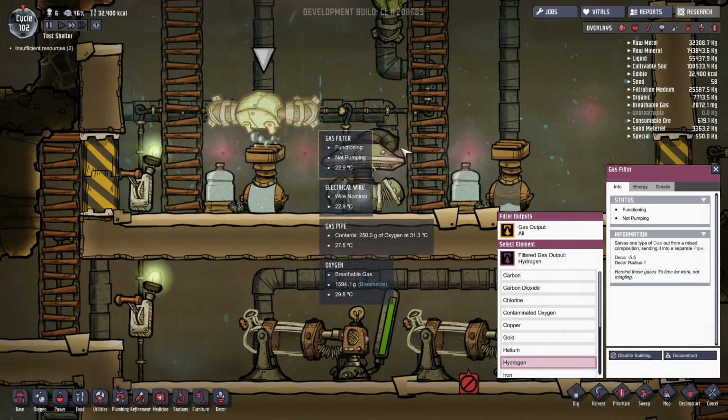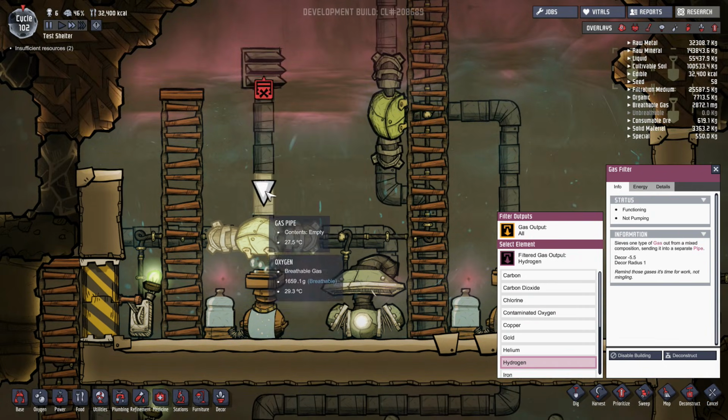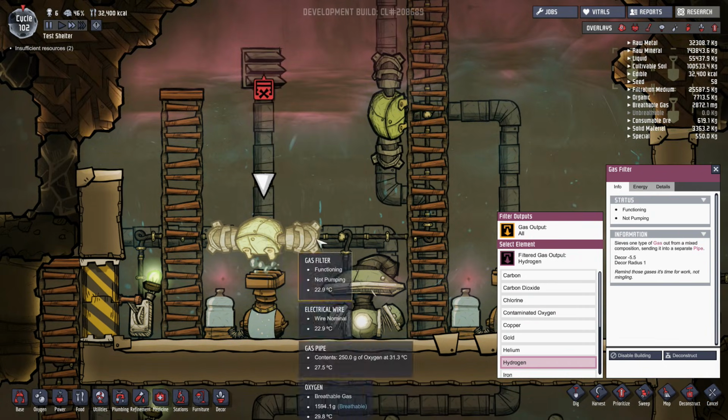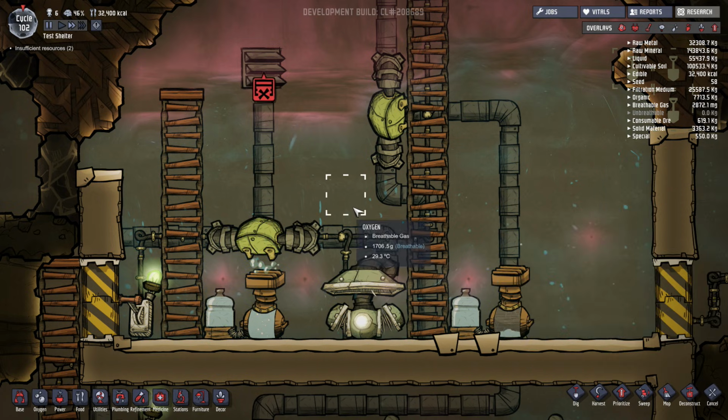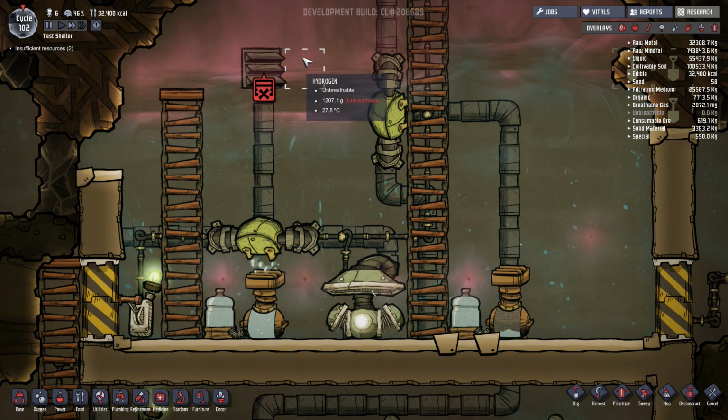By installing a gas filter, when you select it, it allows you to choose the type of gas that you're going to separate. So you choose one particular gas, and the filter will make a point of removing that gas and sending it down a third line that is off the main line. So in this instance, I have this gas pump sitting in an area that contains hydrogen and oxygen. I want the oxygen to return to the base, but I want the hydrogen to stay in the room.